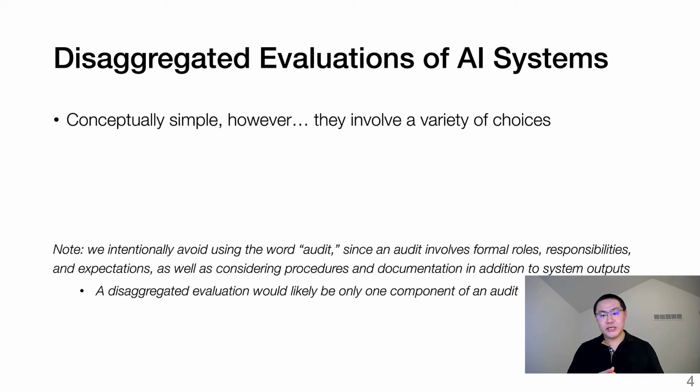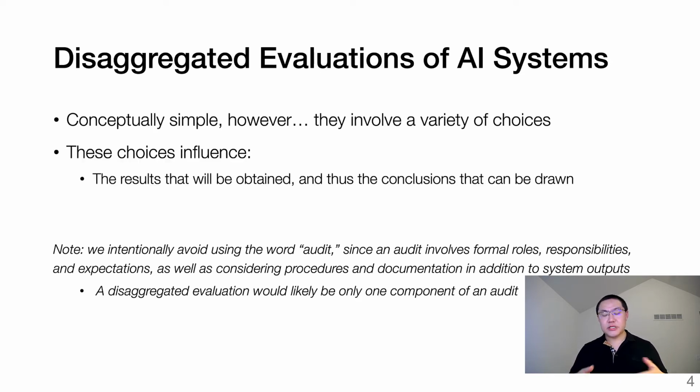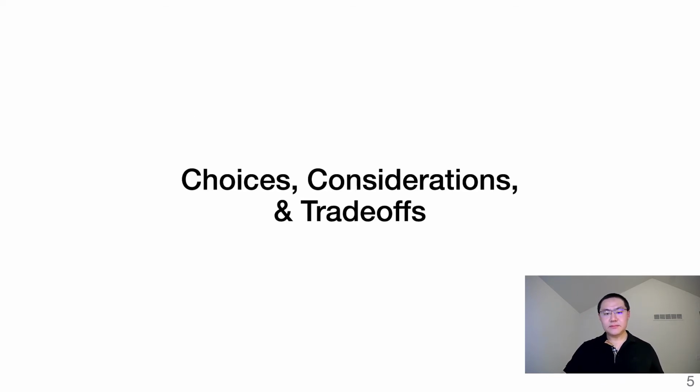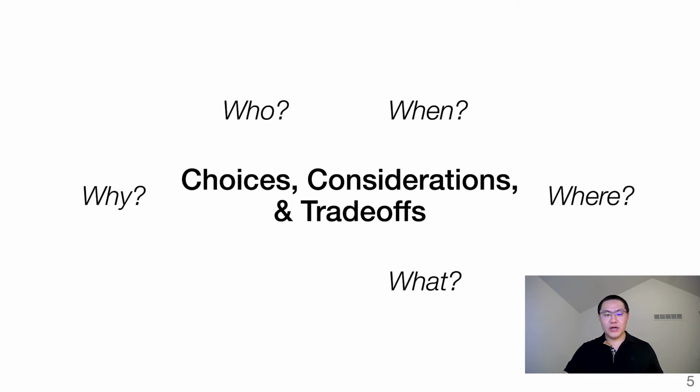From talking to product teams that were interested in evaluating their own systems, we realized that they too were facing similar challenges. So this work aims to shed light on the choices that must be made when designing a disaggregated evaluation. These choices influence the results that will be obtained and thus the conclusions that can be drawn. They also influence the impacts of these evaluations on people, including the people whose data is used to conduct the evaluation. At a high level, these choices can be thought of as roughly spanning the why, who, when, where, what, and how.